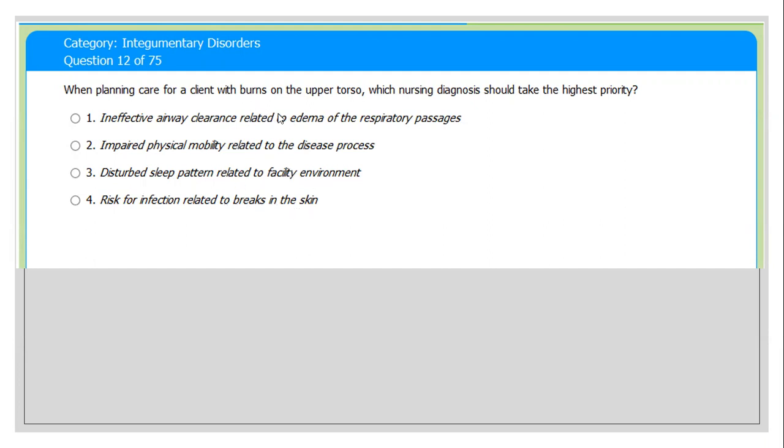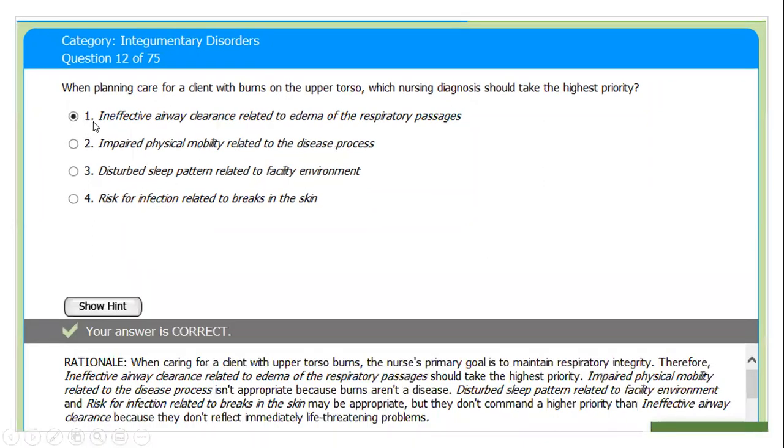So out of four, definitely number three is not the answer. Number 2 and 4, risk of infection. It is important to prevent infection, but the respiratory passage, or maintaining the airway and breathing, is the highest priority. So the correct answer said number one, ineffective airway clearance related to edema of the respiratory passages.